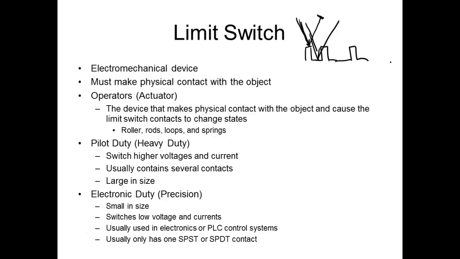So a limit switch is an electromechanical contact device. It must make physical contact with the object. The part of the limit switch that makes the physical contact, we call the operator, or we call it the actuator. So it's going to be some type of arm sticking out there. It's going to be some type of little knob sticking out there. We got limit switches up here.